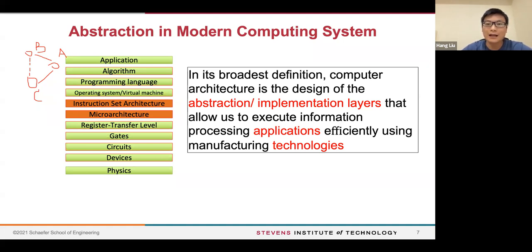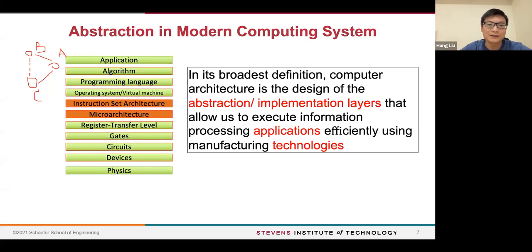So computer architecture, in the broadest definition, designs the abstraction of implementation layers that allow us to access information and processing applications efficiently using manufacturing technologies. Putting it in another word, computer architecture is an abstraction, an organization of the hardware, right? So you see instruction set architecture, macro architecture, those are concepts. Those are not real physics or electronics, right?